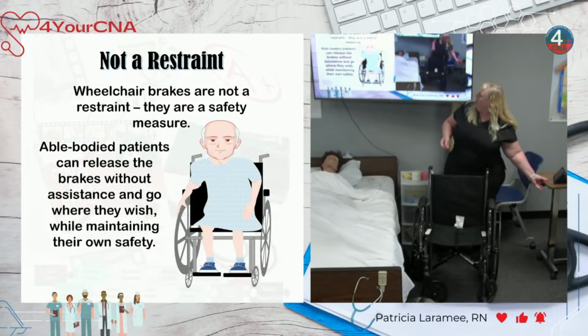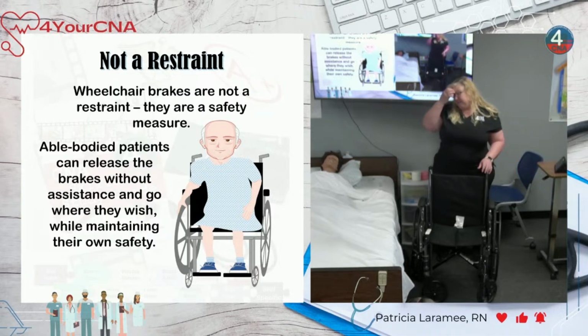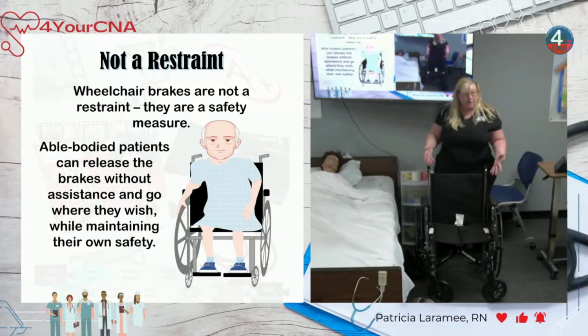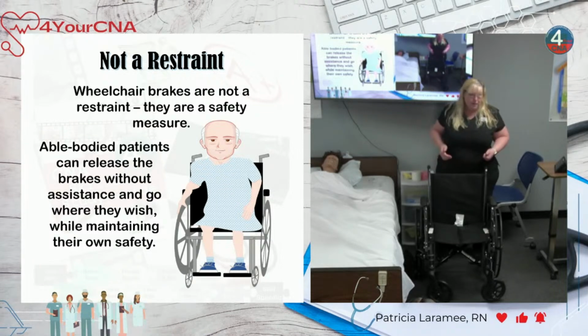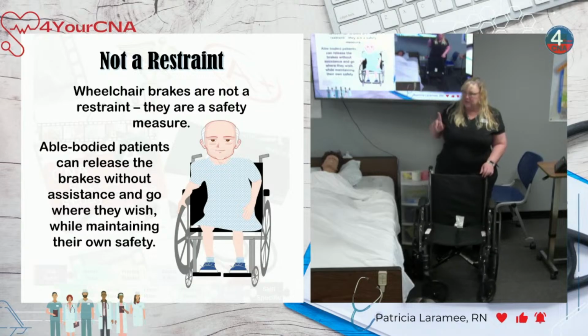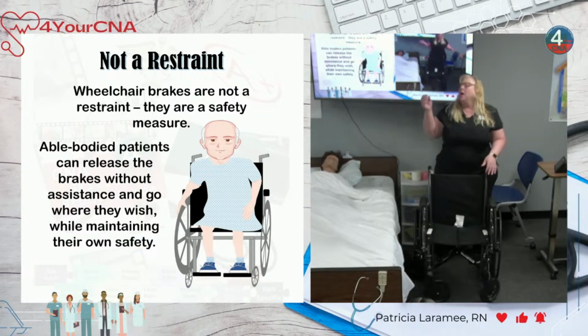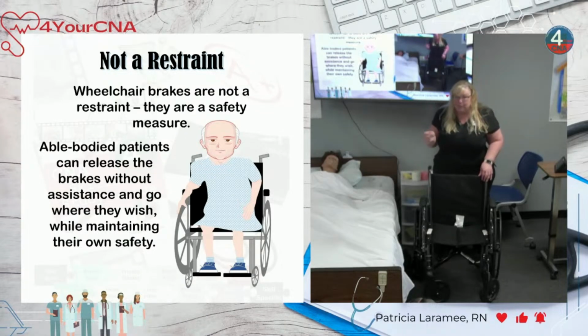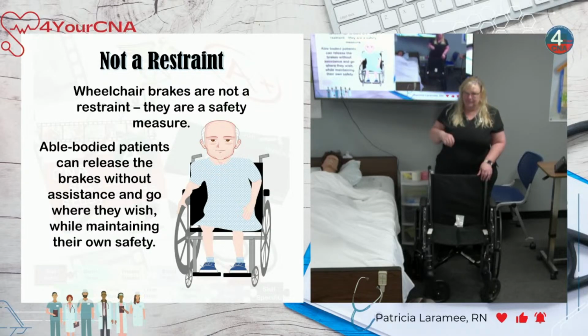All right. Wheelchair brakes are not a restraint. If I'm sitting in this wheelchair, you lock it on me, not a big deal. I can unlock it, go anywhere I want to. I'm an able-bodied individual with a sound mind. And if my wheelchair starts to roll into something, I'll be able to stop it. Wheelchair brakes are not restraints. If somebody is able to disengage them, they can go wherever they want to. The whole point is if they're not able to, they can't stop an injury from happening. Make sense?